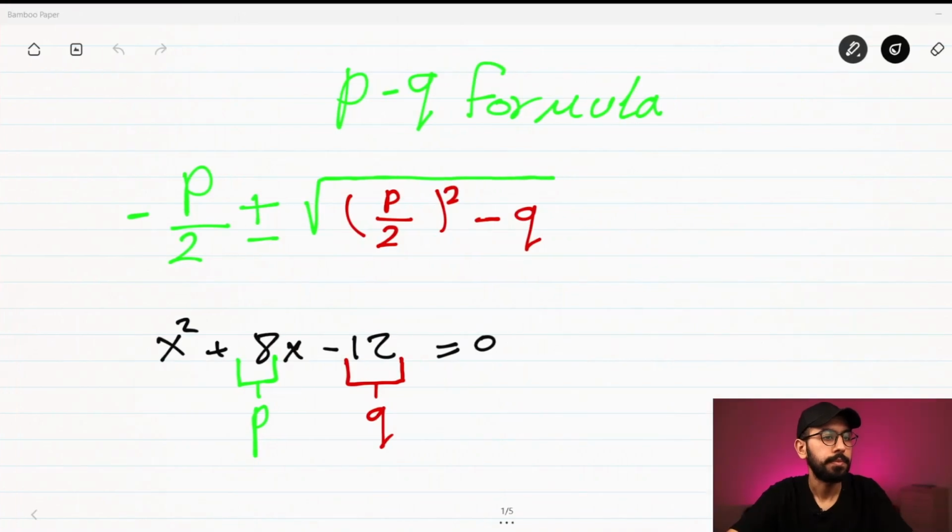In the last video we talked about how to solve quadratic equations using the factorization method. In this video we will talk about how to solve them using the PQ formula. Now let's jump into the computer.